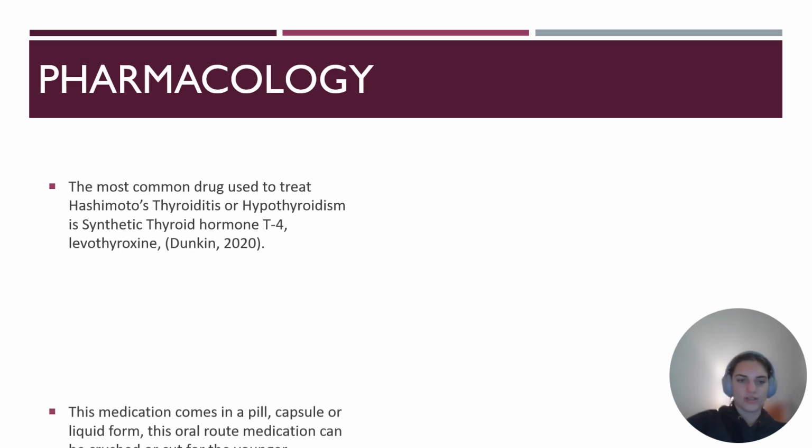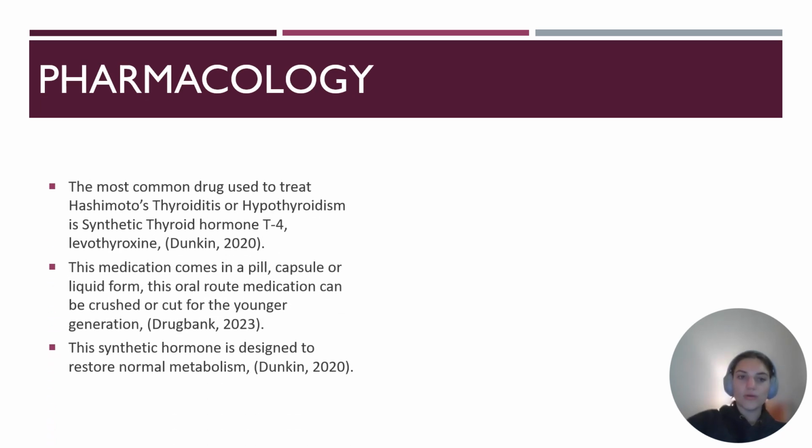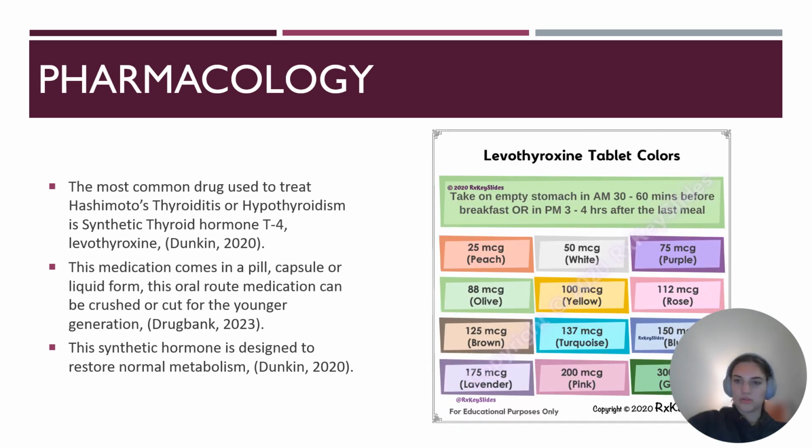So some pharmacological aspects of Hashimoto's thyroiditis. The most common drug that is used to treat Hashimoto's is a synthetic thyroid hormone, T4 or thyroxine, and this medication that is used is called levothyroxine. This medication comes in a pill, capsule, or liquid form, and it is an oral route medication, and it can be crushed or cut up for the younger generations. So this synthetic hormone is designed to restore normal metabolism. Levothyroxine may also be known as Altroxin, Levothroid, and Eltroxin.